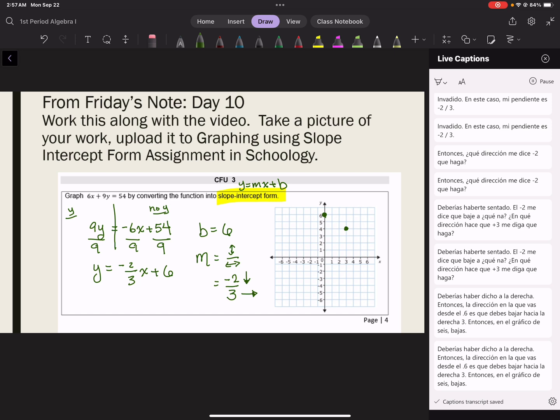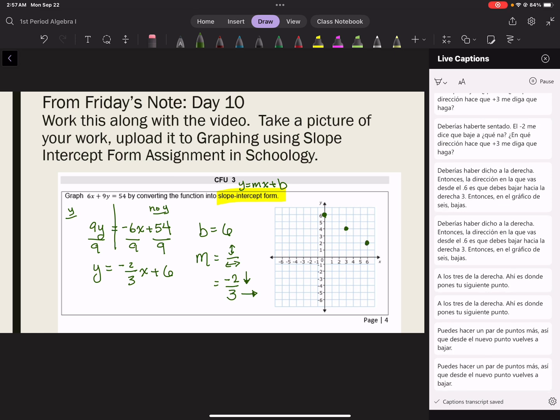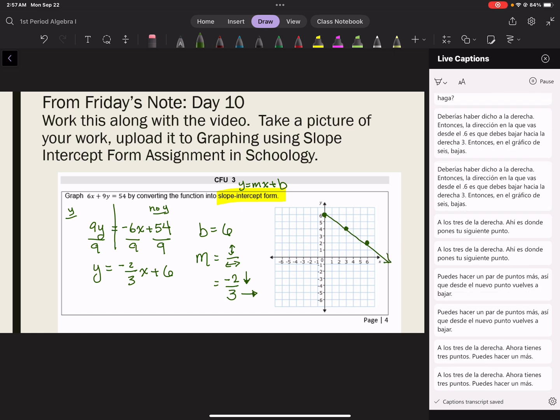You can do a couple more points. So from the new point, you go again down 2 over to the right 3. Now you have 3 points. You can make a more accurate line. So draw a line that goes through all 3 of those points.